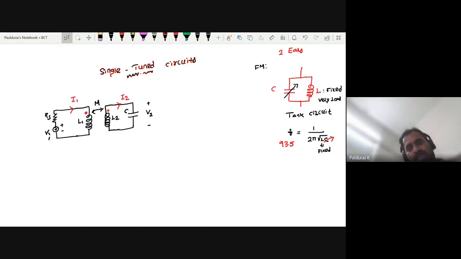Yes or no? Do you want to repeat this diagram? How to sketch the circuit diagram for single tuned circuit? Or is it understood?